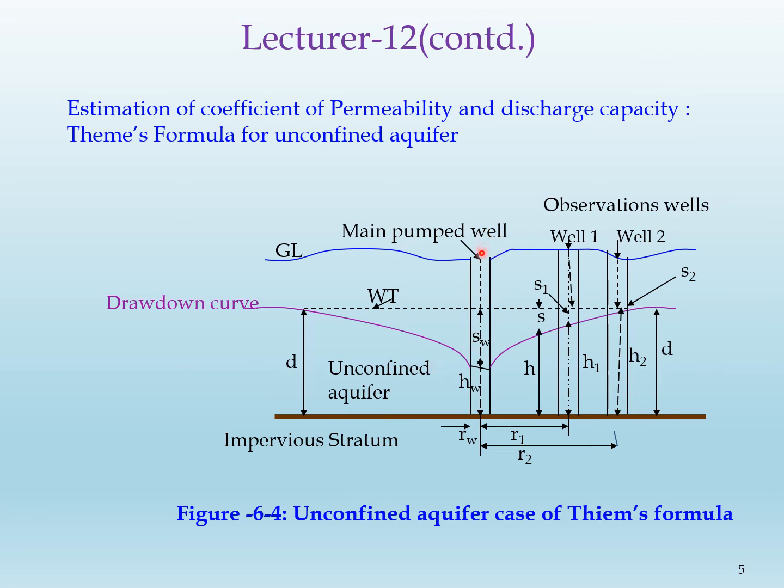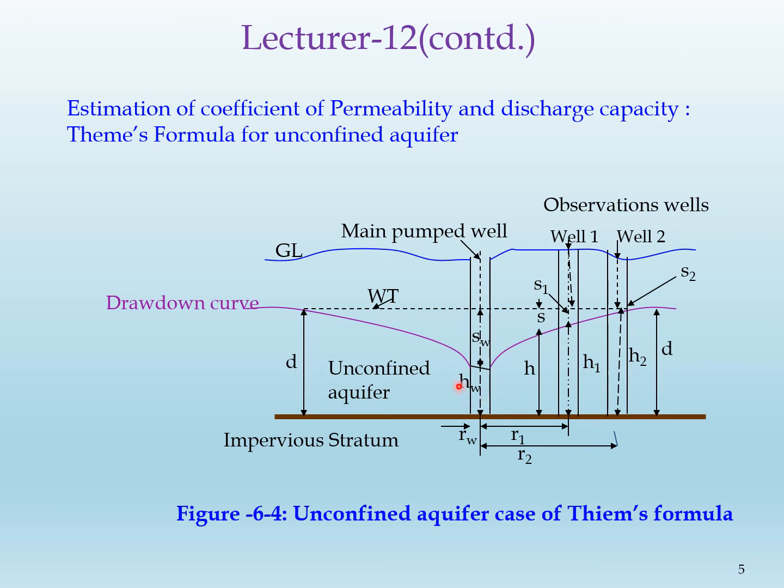Here, this is the main pumped well from which water will be pumped out. And these two are the observation wells, well 1 and well 2. This D is the initial depth of the aquifer. Here this is the water table and this is the groundwater level. When water is pumped, this water table will lower and create this drawdown curve.